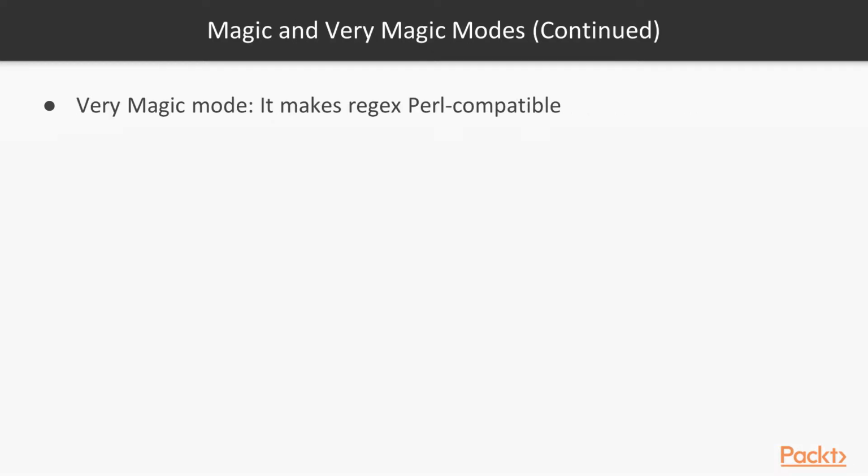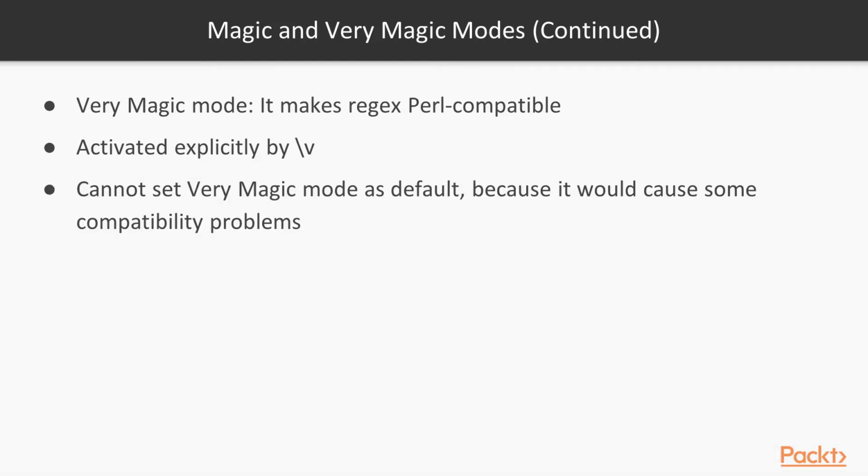Very magic mode makes regex Perl compatible. Also, it is activated explicitly by /v. However, you cannot set very magic mode as default because it would cause some compatibility problems.